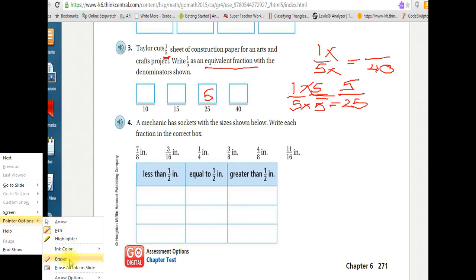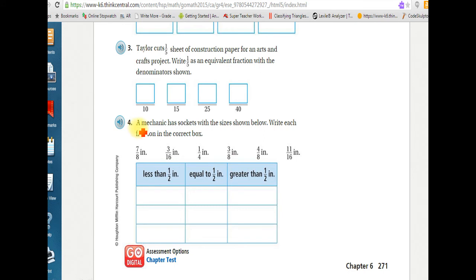And we will do that one. Okay, read closely. A mechanic has sockets with the sizes shown below. Write each fraction in the correct box. Okay, less than 1/2, equal to 1/2, greater than 1/2. Now, whenever you're doing this, the easiest way to do it is compare the denominator and the numerators. Okay, so you're always looking at the denominator as your benchmark, meaning that's what you look at first.